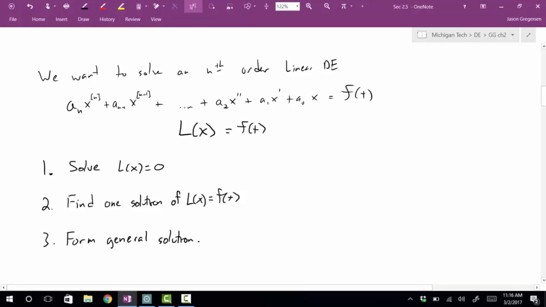So the idea is we have this nth order linear differential equation, and it's not homogeneous anymore because we have this f of t piece.